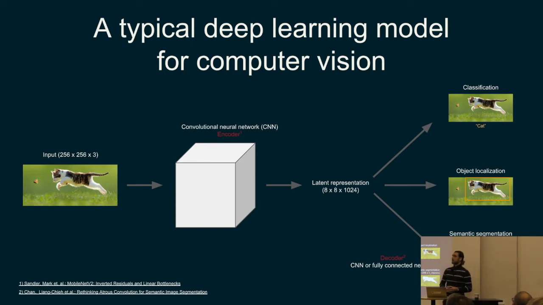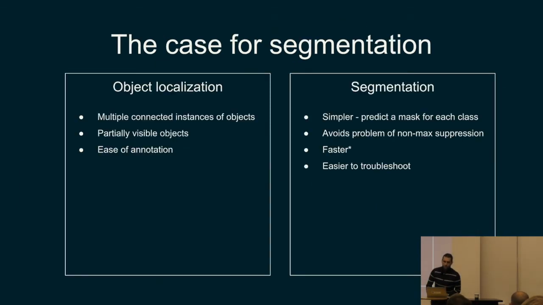And often you will do these either jointly, you can train them together, or you train on one task first, you throw away the decoder, you reuse the encoder, and then you train for a different task with a new decoder. So if we think about what we want to do now, we want to find boxes, right? So it seems obvious that we should use object localization, that's what we want to do. But we actually go through segmentation.